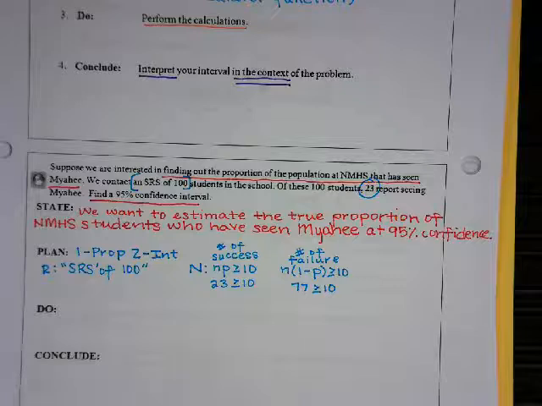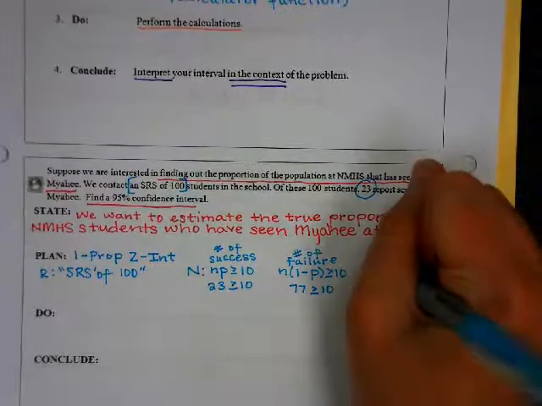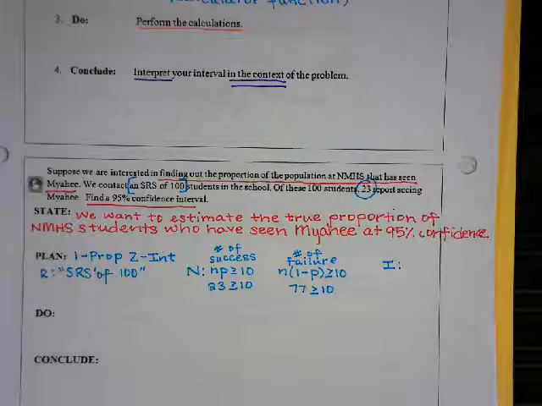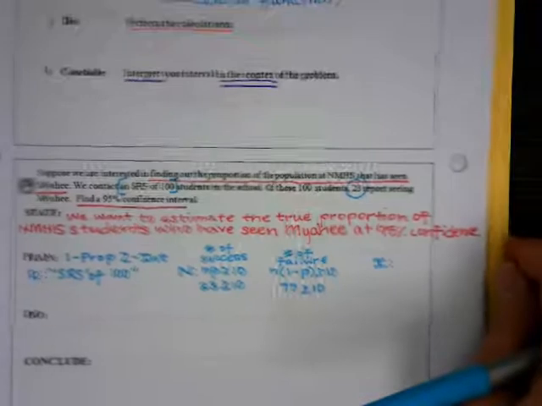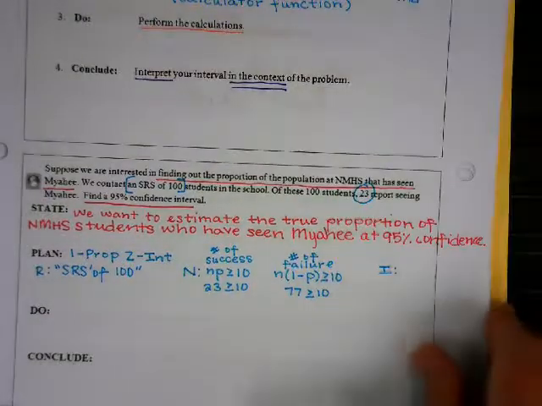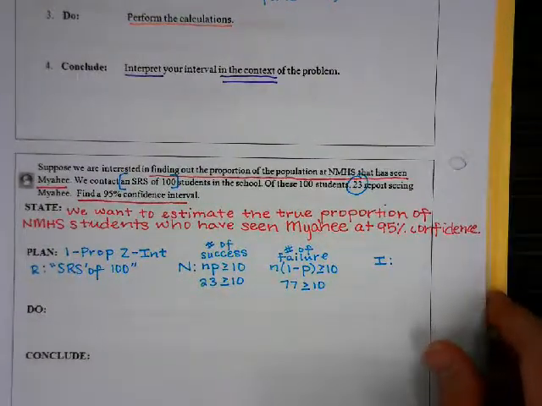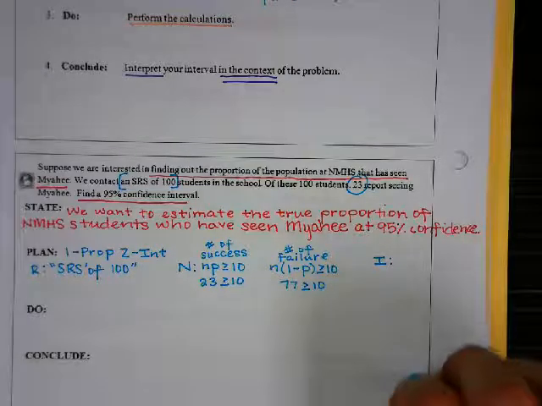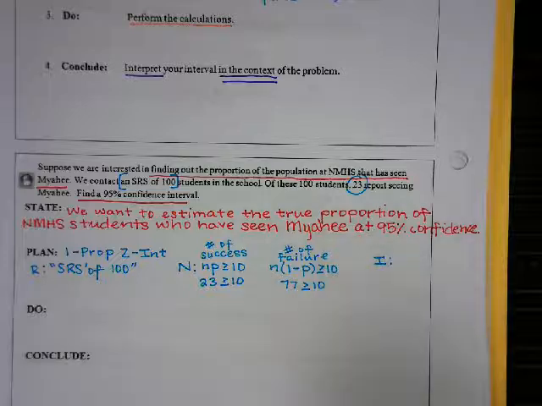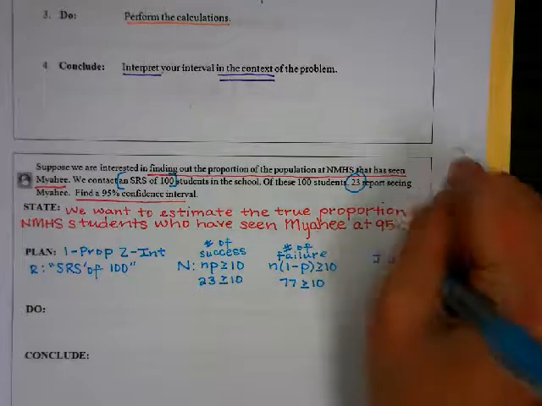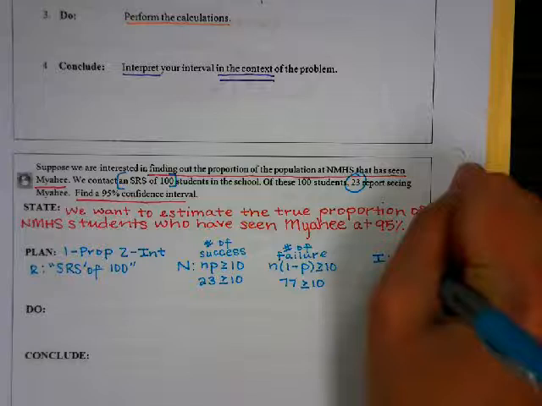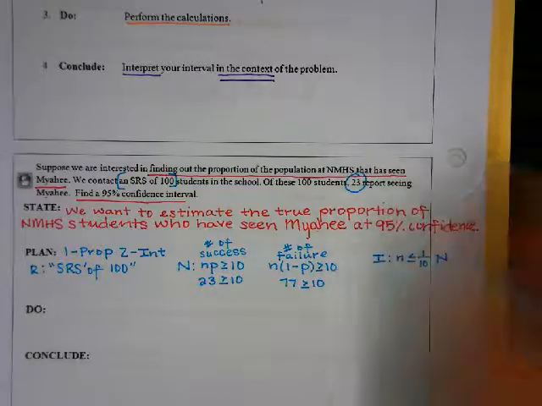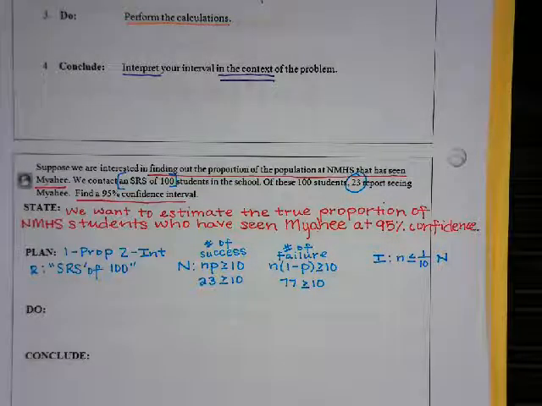Then our last one, independent. Anybody remember what we have to check there? That it's no more than 10% of the population. Yeah, sample size has to be less than or equal to 1/10 of the population. So our sample size is 100.